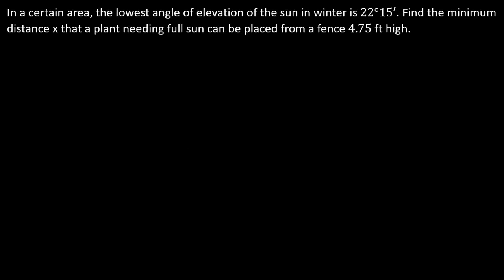Okay, and I have one more type of problem to go through. So that last one was pretty tricky. I think this one's a little more straightforward personally. Okay, so it says in a certain area, the lowest angle of elevation of the sun in winter is 22 degrees and 15 minutes. Find the minimum distance x that a plant needing full sun can be placed from a fence 4.75 feet high. Okay, so first things first, I really want you to do this one totally on your own, so I'm going to try to walk you through it.